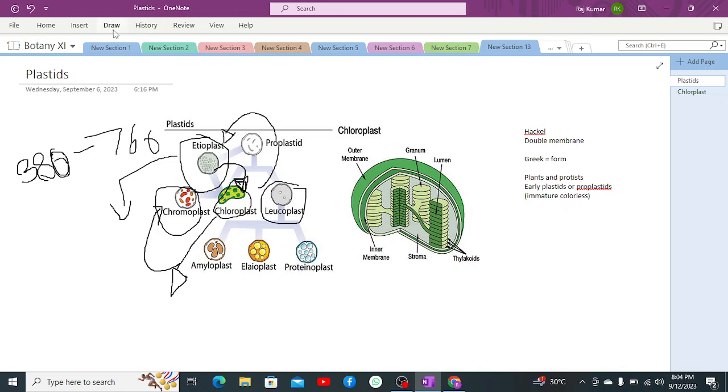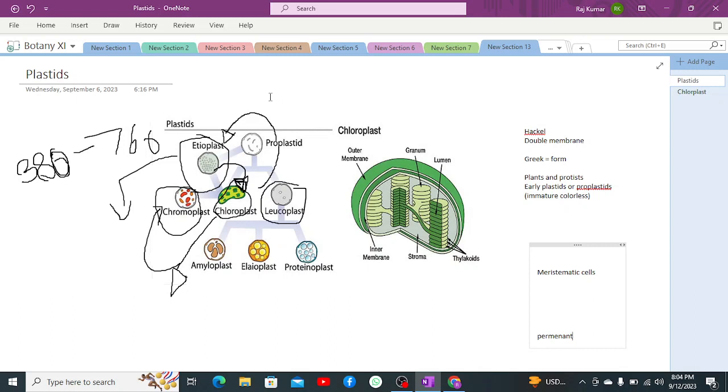We are going to discuss all of them, but for now we are just discussing proplastid generally. So these are divided into chloroplast, chromoplast, and leucoplast. Apart from this, when it comes to proplastid, we have two different types of cell in plants. First includes the meristematic cells. Second is the permanent cells.